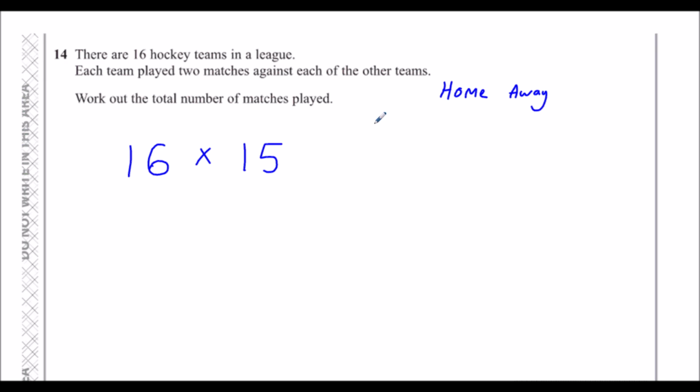So 16 times 15 is 240. And all the away matches are already counted because we've counted them as the other team's home match. So each team plays 15 home games, and that is all of the matches. In every match, someone is playing at home. So the answer is 240.